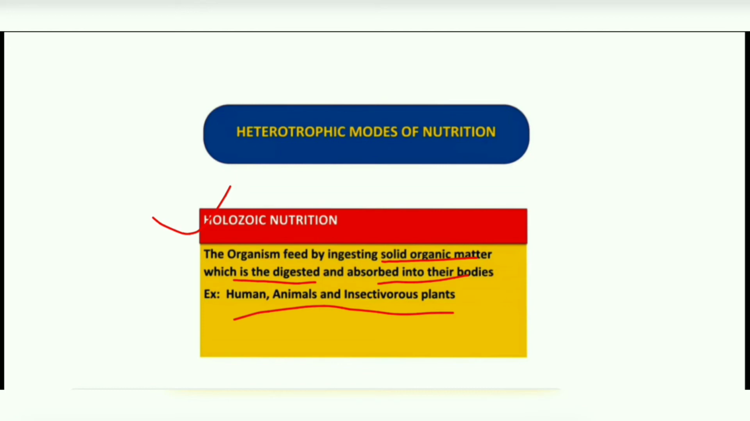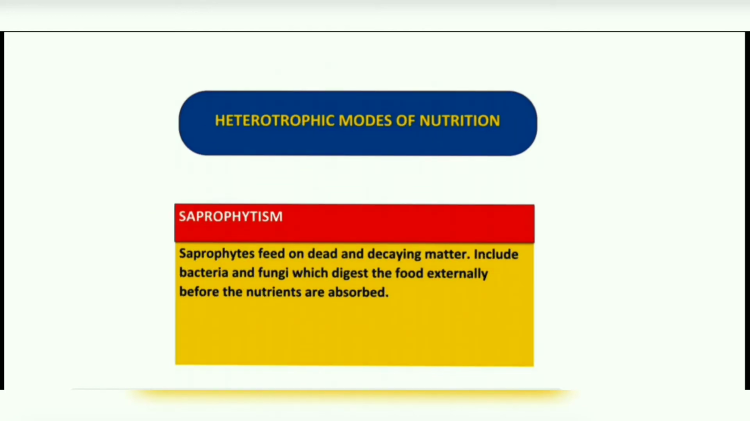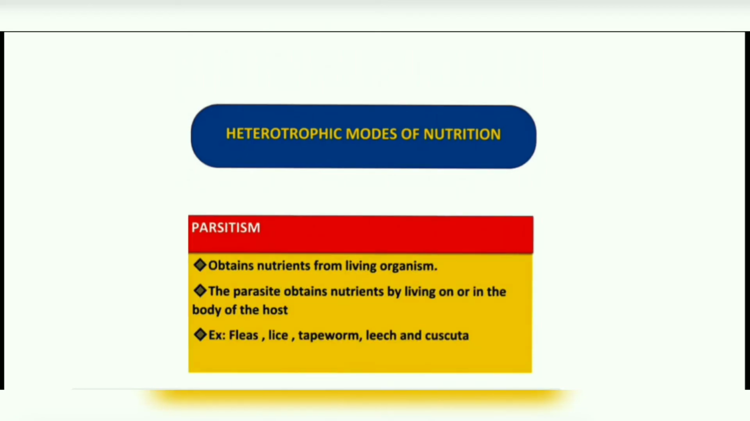Next is the saprophytic mode of nutrition. Here the organism feeds on dead and decaying matter. There are many examples, like fungi and mold. If bread gets spoiled, you can see fungus growing on it. These fungi are involved in the saprophytic mode of nutrition. Examples of saprophytes are yeast, mold, Agaricus and Aspergillus. And then the parasitic mode of nutrition.